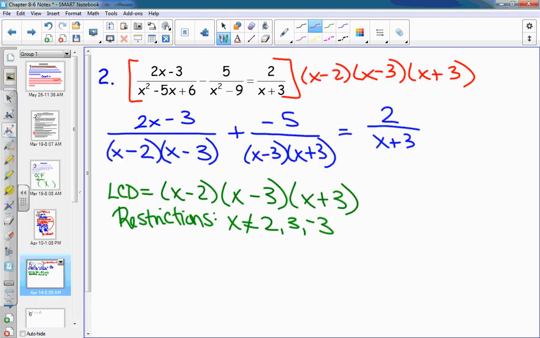So I'm going to go ahead and start distributing. If I distribute my LCD to my very first fraction, what am I left with after canceling? I am left with my numerator of 2x minus 3, and then what else? X plus 3. Why? Because the x minus 2 and the x minus 3 are currently in the denominator and they cancel out.